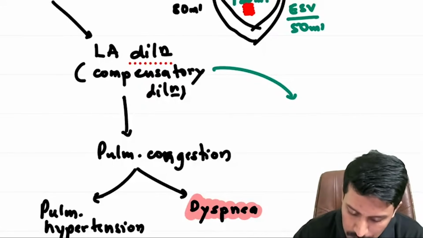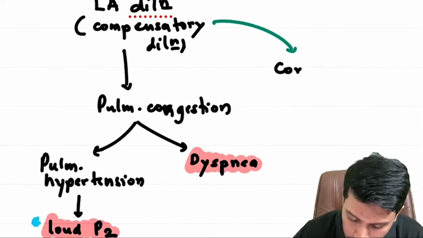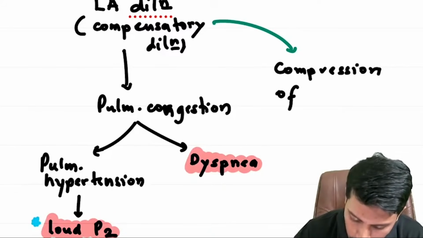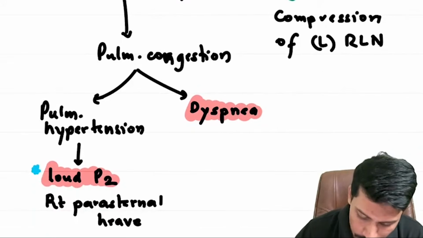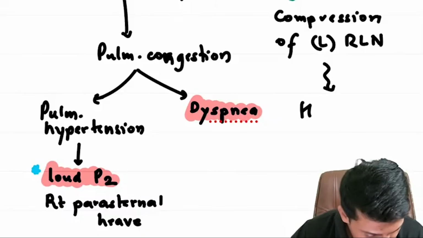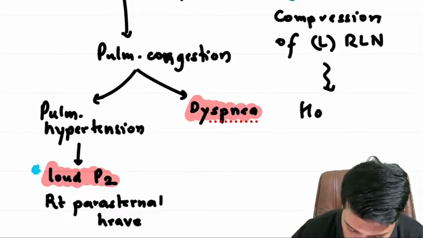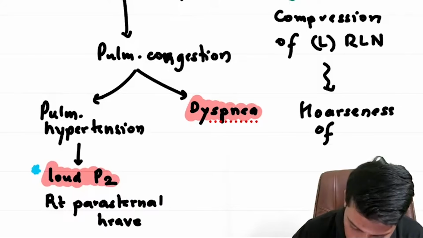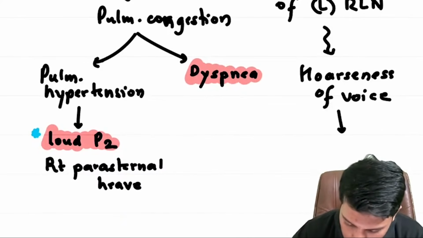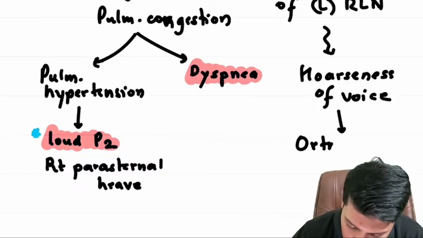And what is this manifestation called? This will result in compression of the left recurrent laryngeal nerve, right? This will result in... I will address that. And this manifestation is called Heyde syndrome.